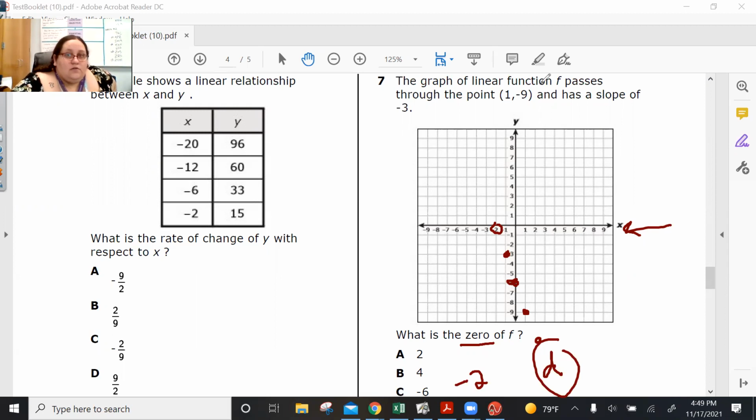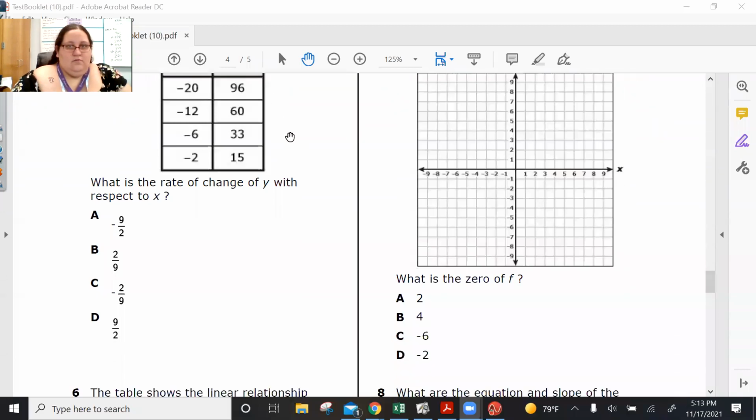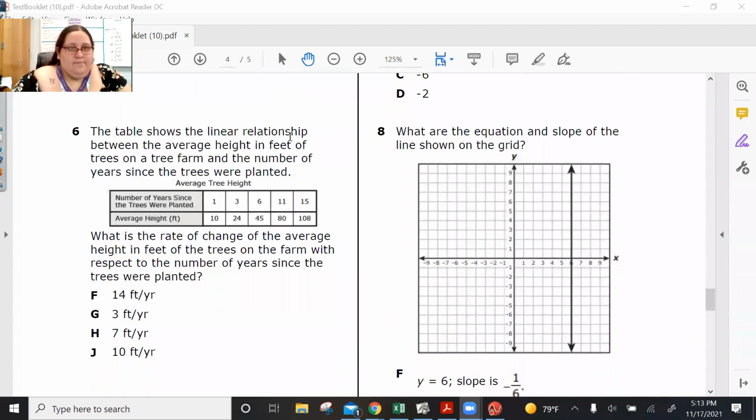Okay. So now we're going to go ahead and move on to the next problem, number 8. It says the table shows a linear relationship between the average height in feet of the trees on a tree farm and the number of years since the trees were planted. You can do linear regression on this one as well.